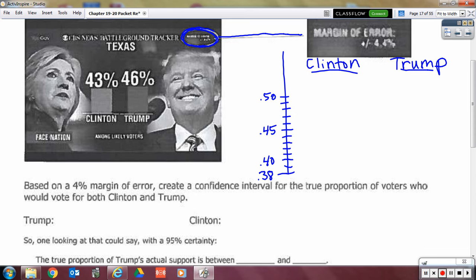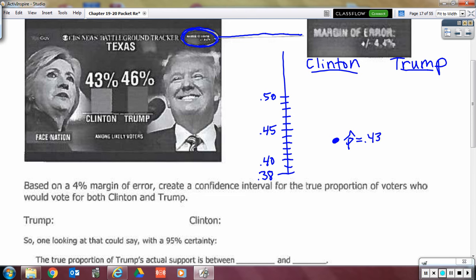Okay, so it says based on a 4% margin of error. I'm just going to simplify it to 4 percentage points instead of 4.4. Based on a 4% margin of error, create the confidence interval for the true proportion of voters who vote for Clinton and Trump. First of all, what's the sample result? What's the p-hat that they got for Clinton? Clinton is 43%, right? Yeah. So here's Clinton's p-hat at 0.43.